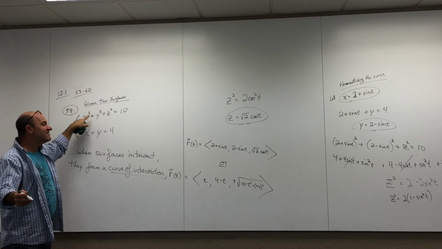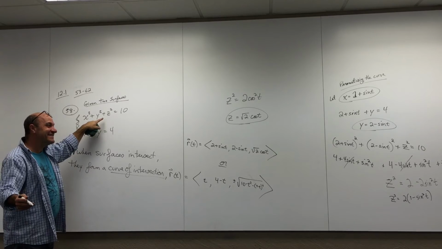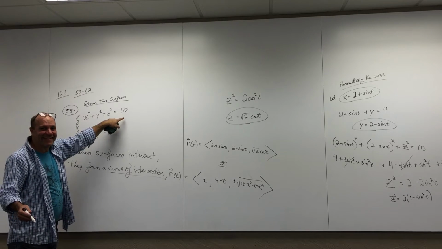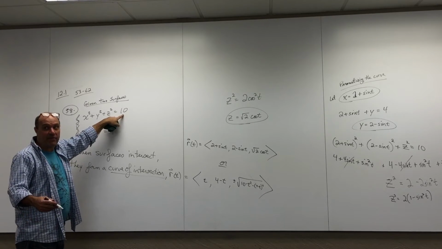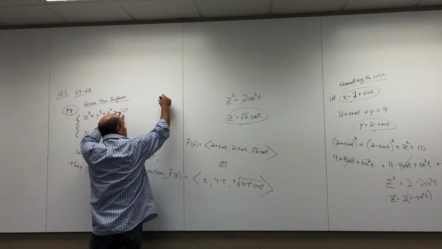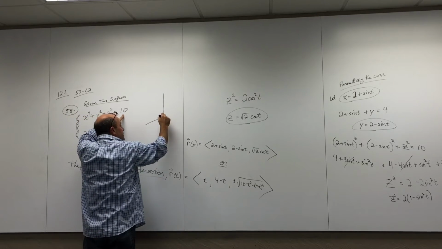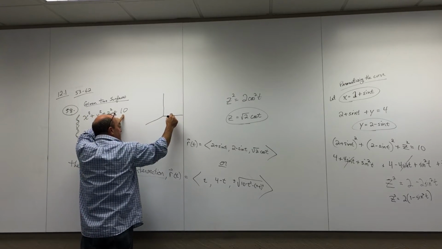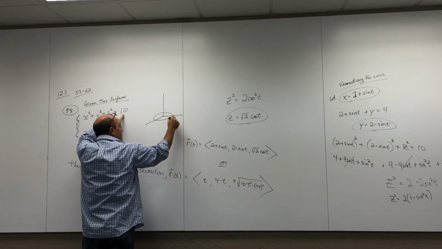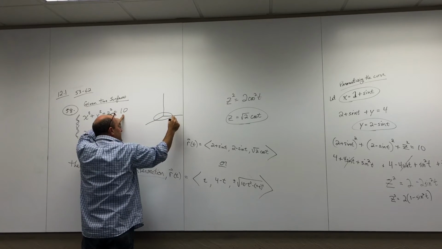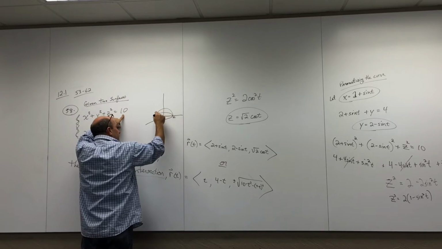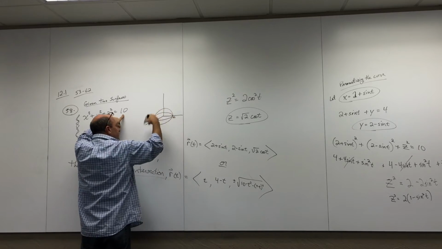Square root of 10. Okay, good. Square root of 10, which is about 3. So watch this, I'm going to try a little mini picture here. It's a sphere centered at the origin, roughly radius 3, square root of 10. Here it is. It's a sphere.